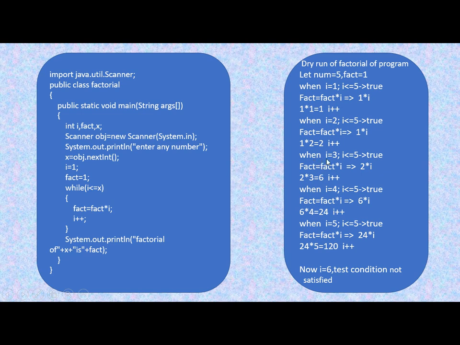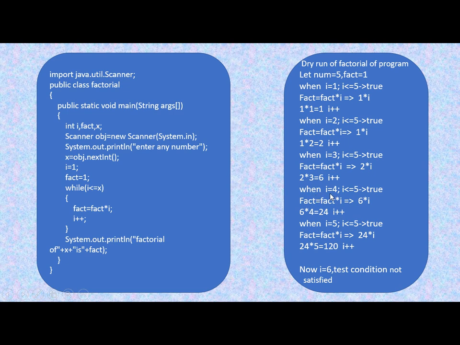Now the value of I is equal to 3. This test condition is satisfied, that is I is less than or equal to 5. This is true. So this statement will be executed. What will be executed? fact equals fact into I. Now what is fact? Just now we got 2. So this will be 2 into I. The value of I is 3. So this is going to give 2 into 3, that is equal to 6. And now again I plus plus, now the value of I will become 4.